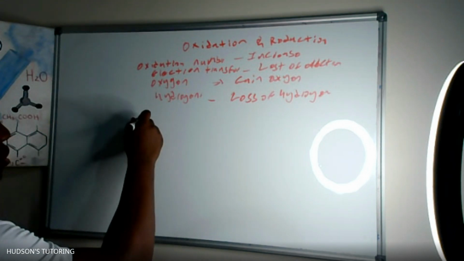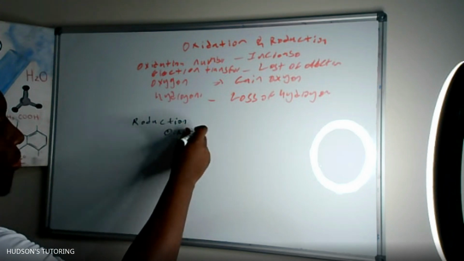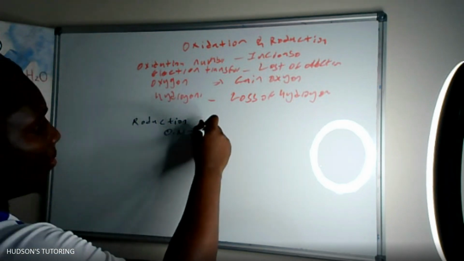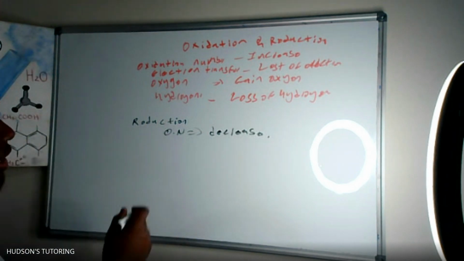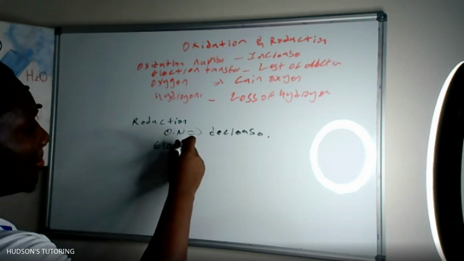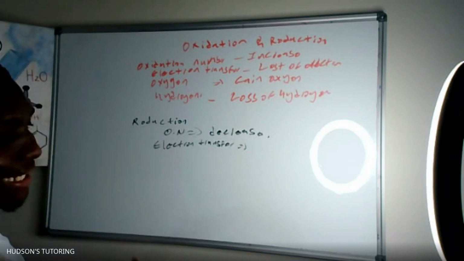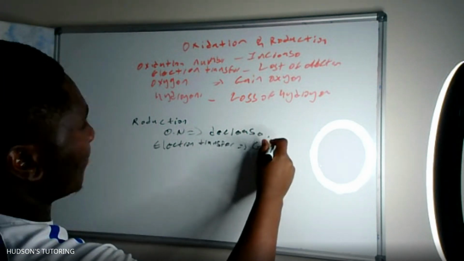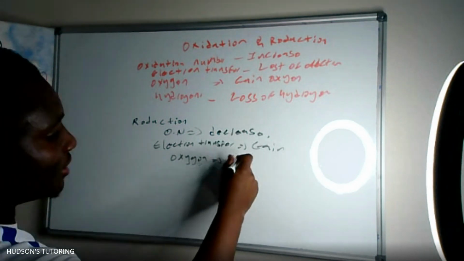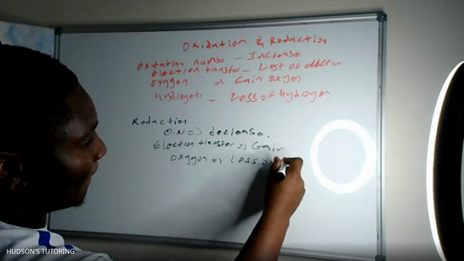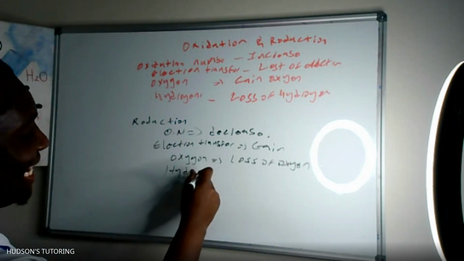So in terms of reduction now, in terms of oxidation number, it will be a decrease in oxidation number. A decrease, right? In regards to electron transfer, it's going to be a gain in electrons. In terms of oxygen, it's going to be a loss of oxygen, right? And in terms of hydrogen, it's going to be a gain in hydrogen.